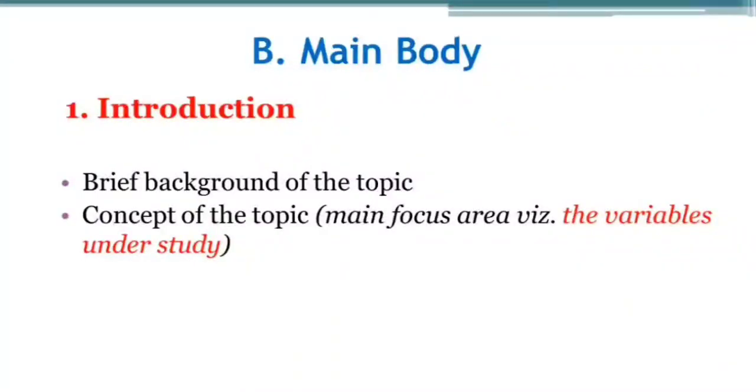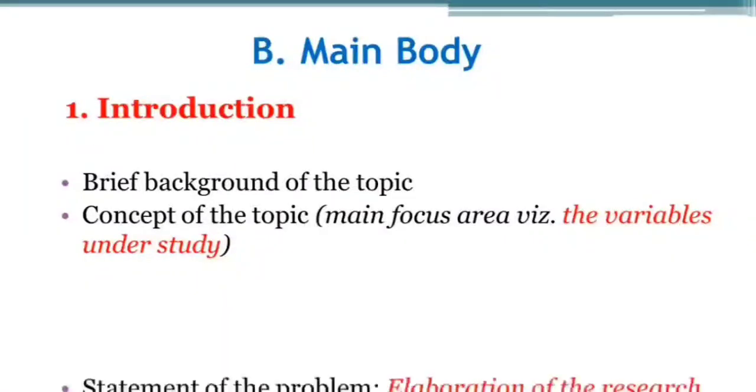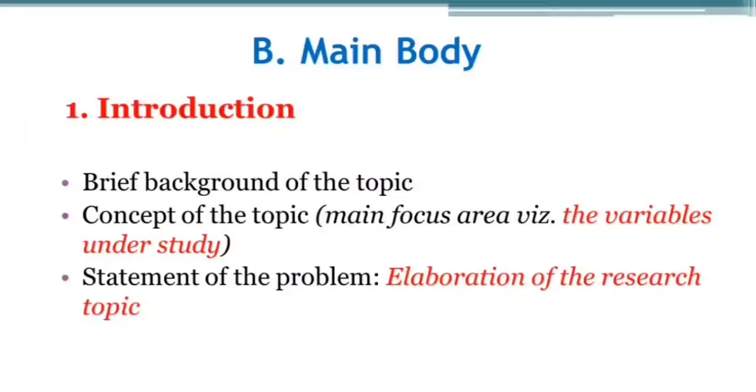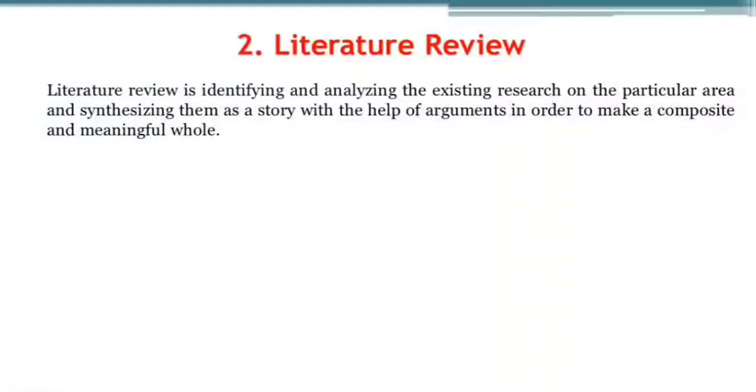And also you will have to introduce the variables here, that is the opinions of the parents. And after that, you will also have to write down the statement of the problem. So within the statement of the problem, you will just have to elaborate your research topic, that is the research title. So next is literature review.